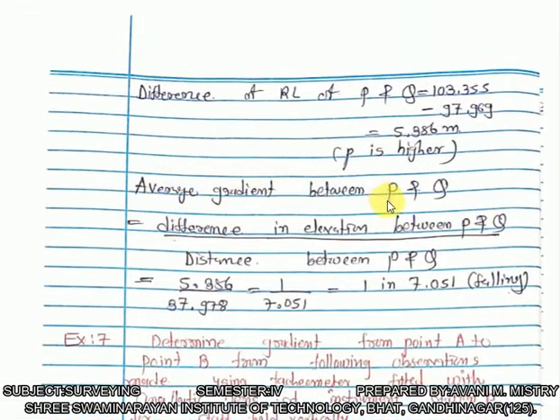Average gradient between P and Q is equal to the difference in elevation between P and Q divided by the distance between P and Q. We already found the difference of RL between P and Q is 5.386 meters, divided by the distance PQ, 37.978, which is 1 divided by 7.051, that is 1 in 7.051 fall. This is your falling gradient because P is higher and Q is lower than P.